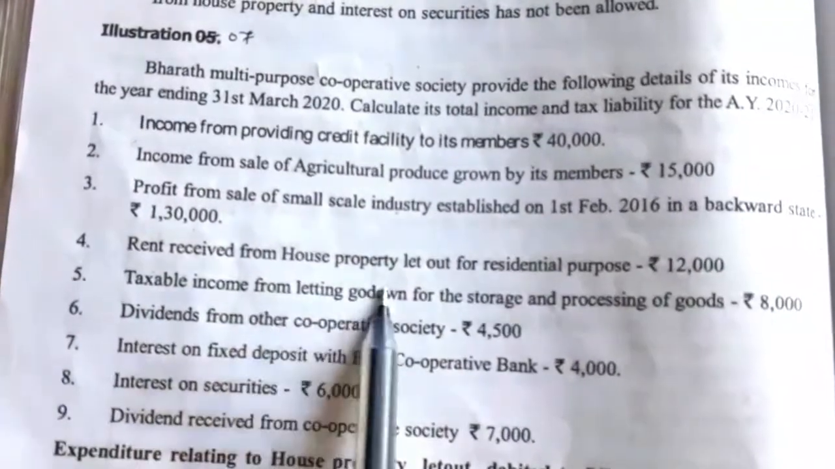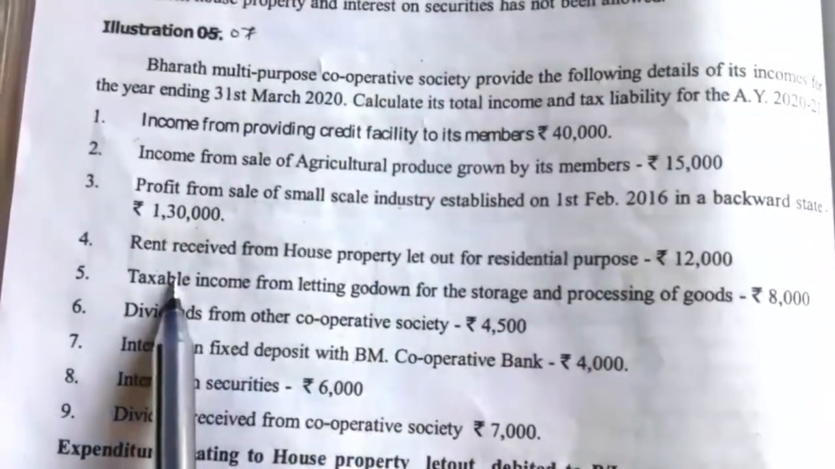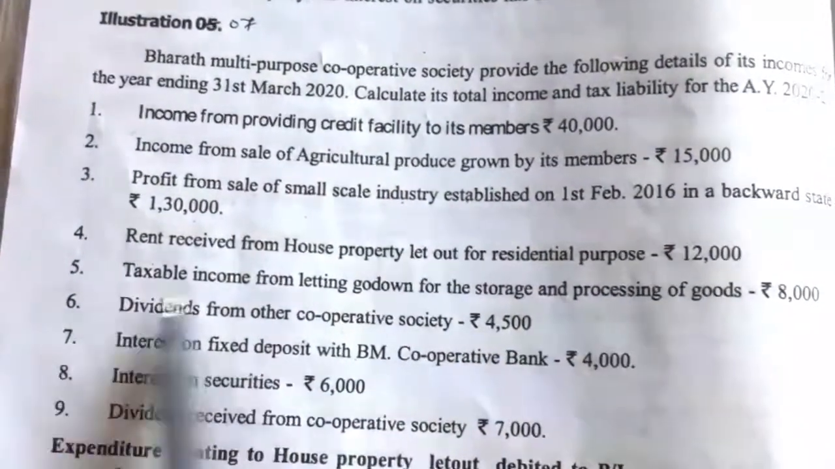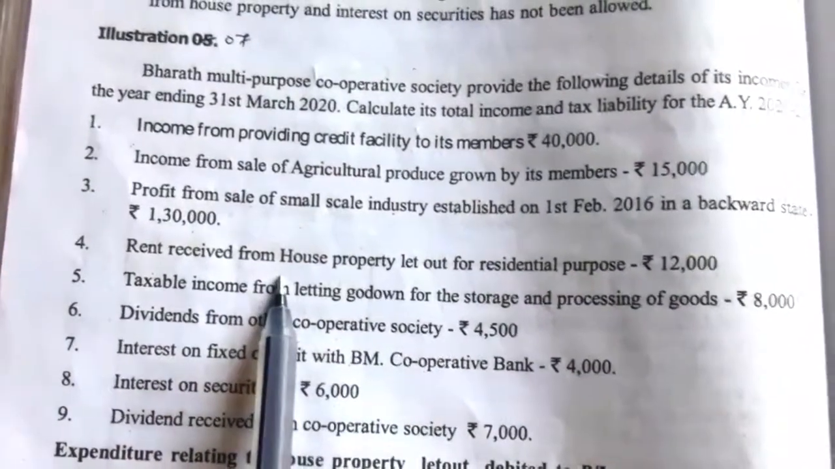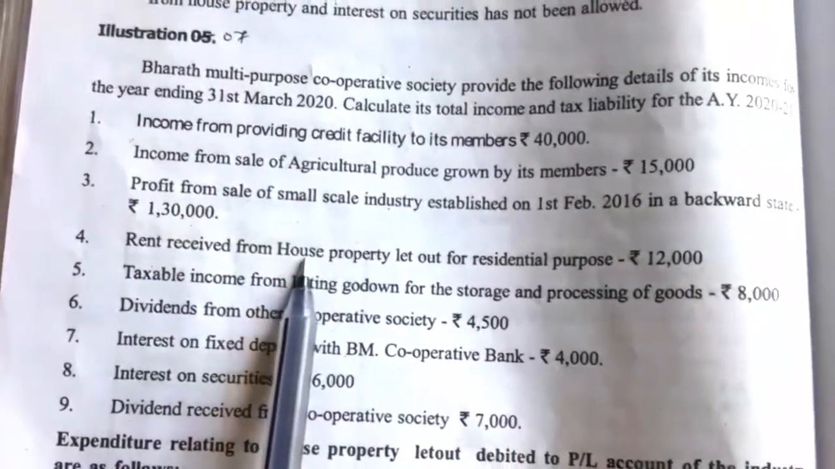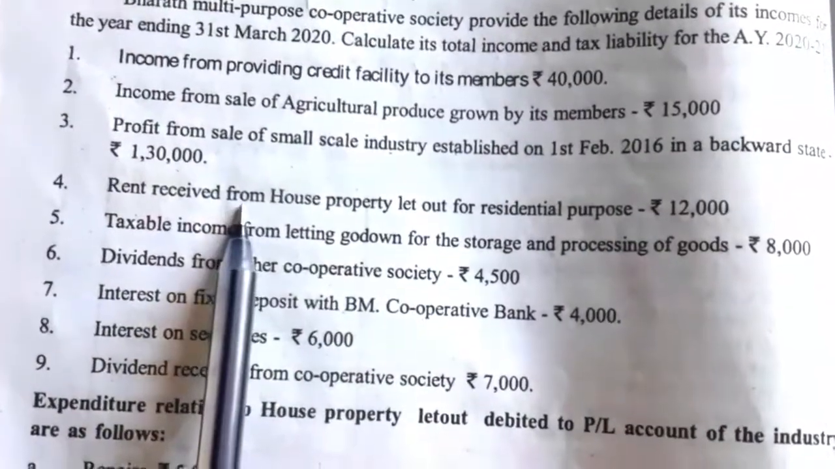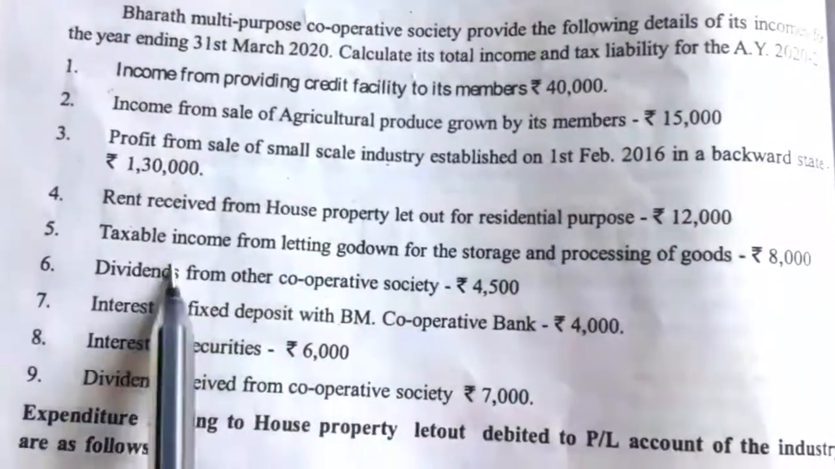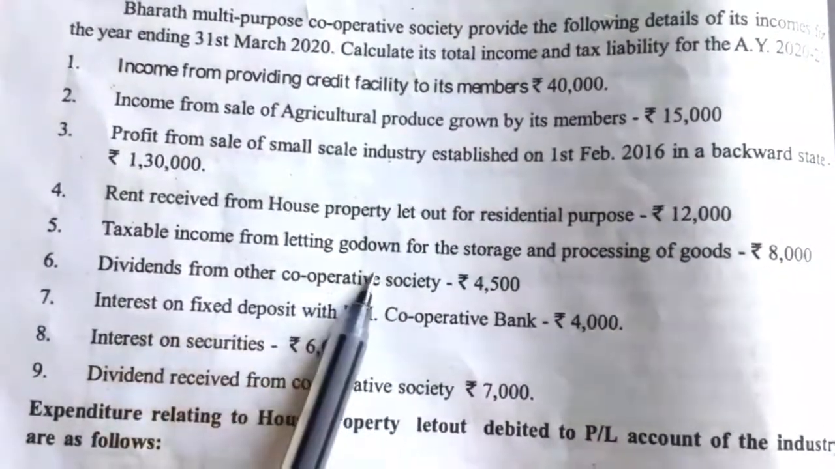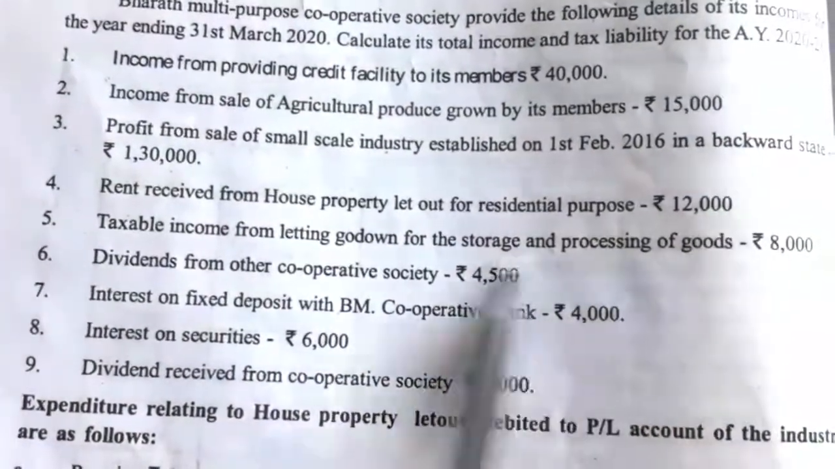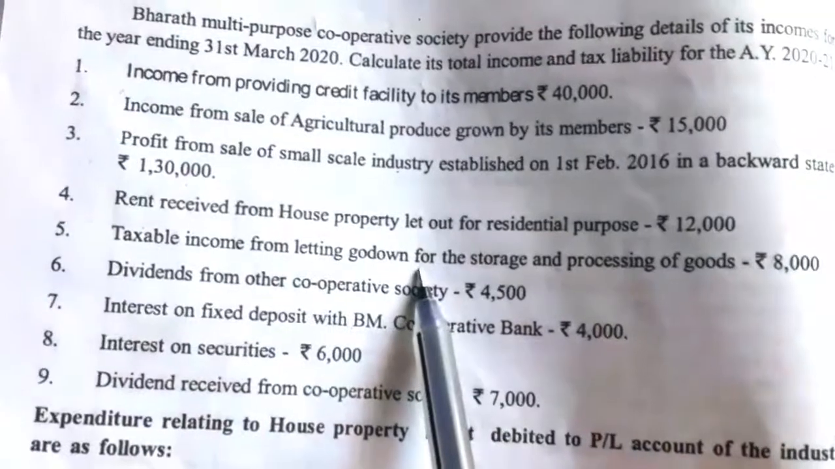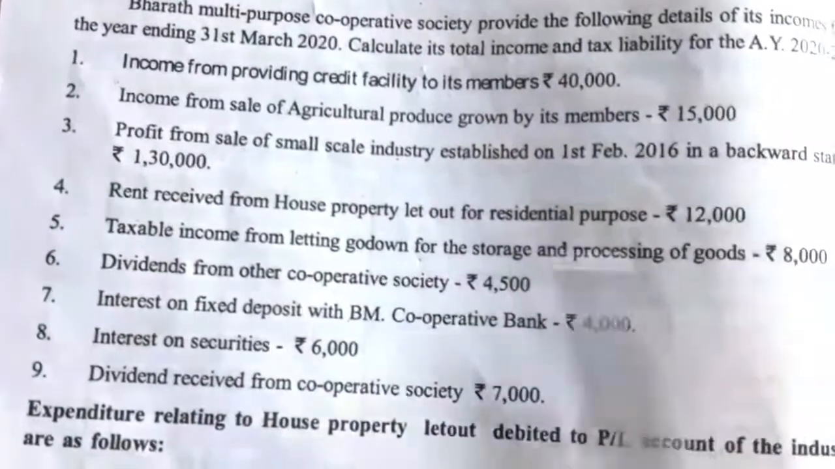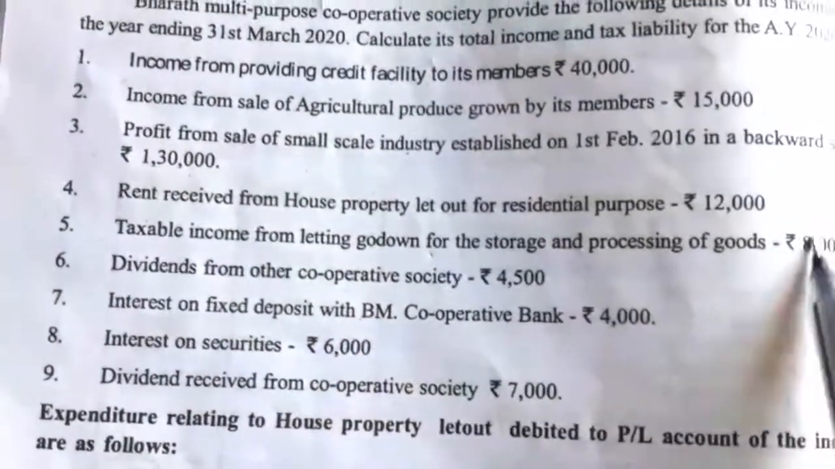Next, rent received from house property let out for residential purpose. So this rent received we have to take under the head house property, section 22, 12,000 the rent received is given. We have to compute the annual value here, providing standard deduction at 30%. With the condition of GTI, if it is less than 20,000 they can claim a deduction for this income from house property. Taxable income from letting go down for storage and processing of goods. So letting go down, we have to take under the head income from house property, section 22, rupees 8,000. Taxable income means the computed value 8,000 we have to take.